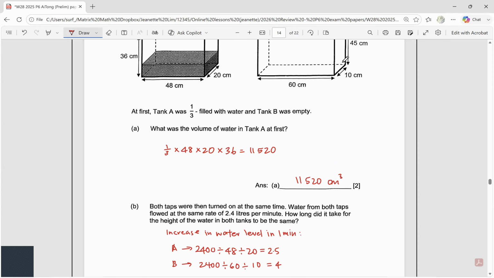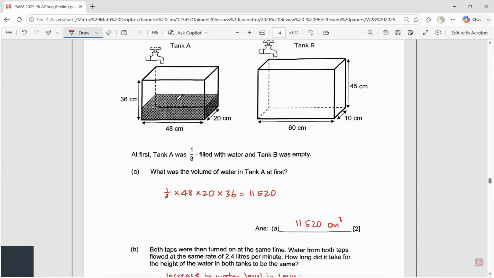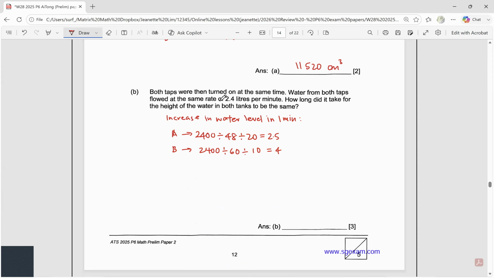So B will increase faster. I mean, the water level will increase faster than the water level in A. So eventually, the water level in B will catch up with A. Okay, although A started first, it's like there's already some height, right, in the water level. Okay, so how much will B catch up by in every minute? So we find the difference in 1 minute. B is 4, A is 2.5. So B will actually catch up by 1.5 cm.